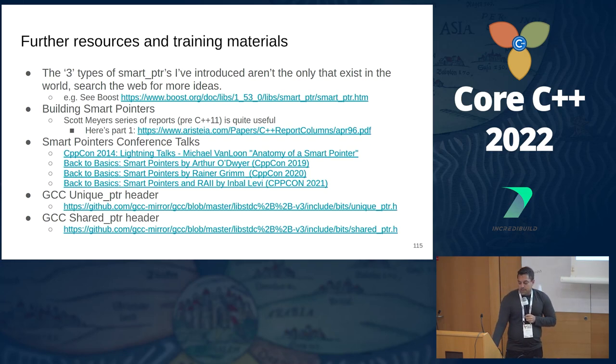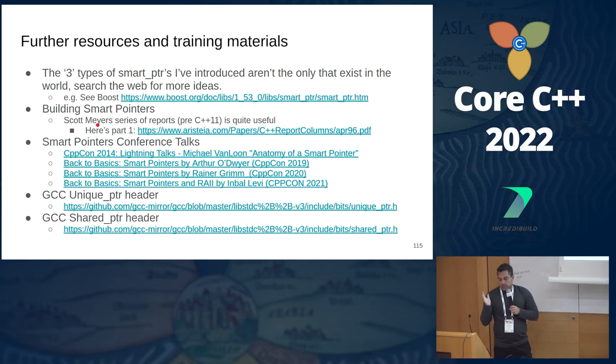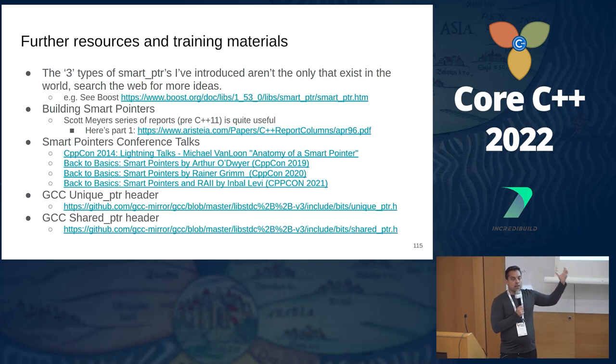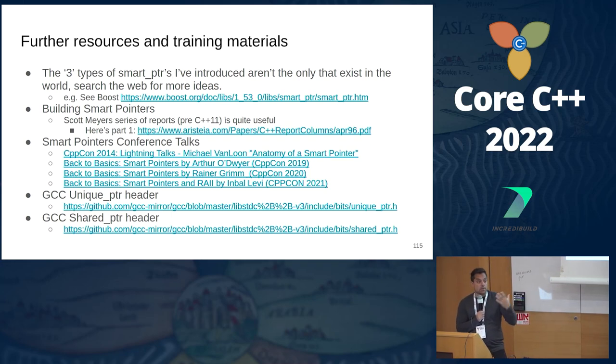Another really great series, Scott Meyers, who maybe you've seen as Effective C++ books. He's retired now, I believe. But in 1996, he wrote a few journal articles about building a smart pointer class that starts to take into consideration other things like inheritance and polymorphism and some of these things. So it's a really nice deep dive that I read to help prepare for this.